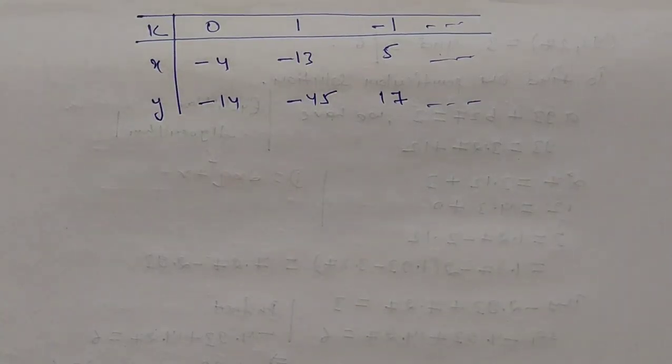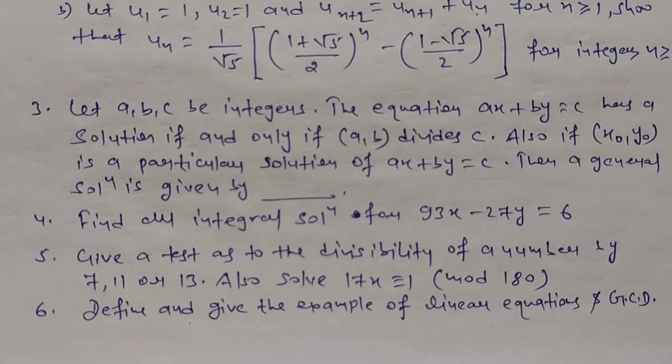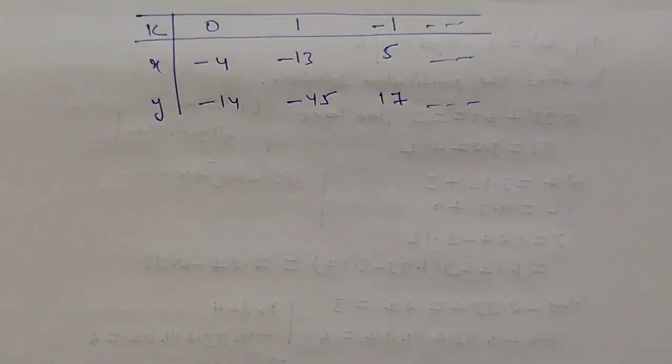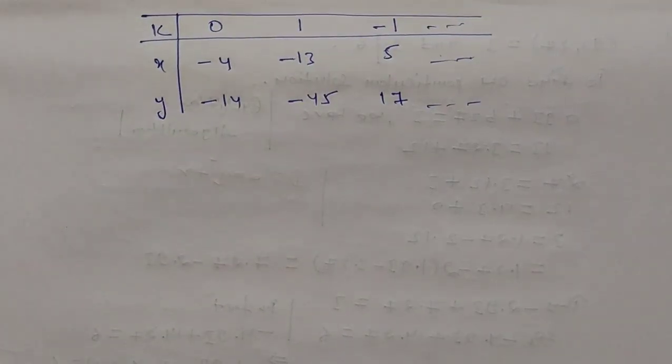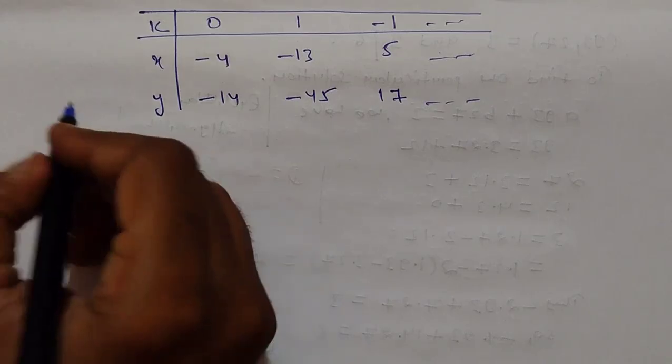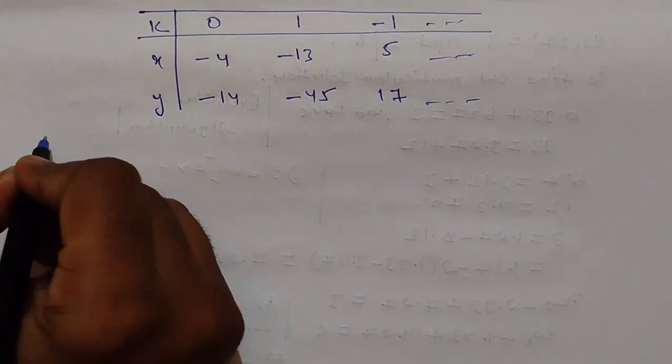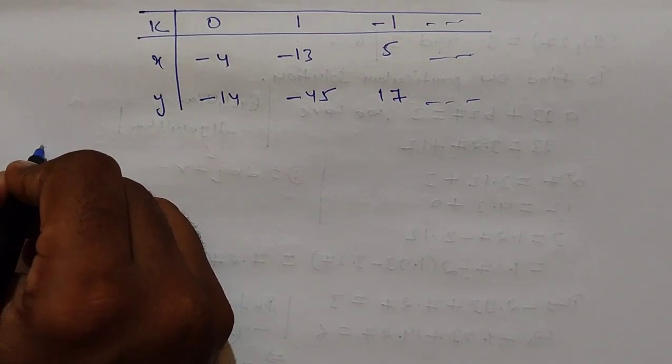Now we have problem number 5. Give a test as to the divisibility of a number by 7, 11 or 13. So we have to give the divisibility test for 7, 11 and 13. For this we can simply, this is problem number 5.